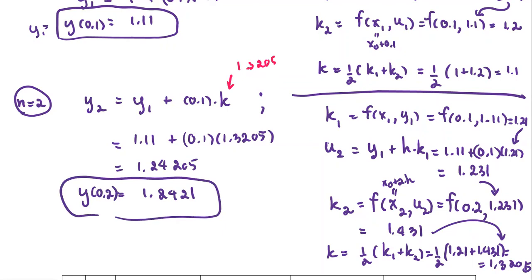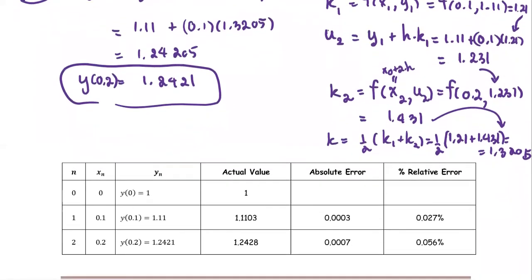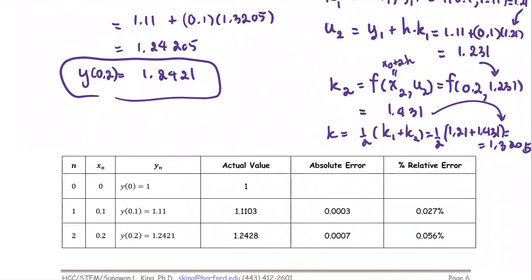And next we're going to complete the table. As you see, the column here is from the Heun's method, or the modified Euler's method. The y at 0.1 is 1.11. The y at 0.2 is 1.2421, where the actual value from using the function y equals negative x minus 1 plus 2 times e to the power x. Then we get y at 0.1 as 1.1103, and y at 0.2 as 1.2428.